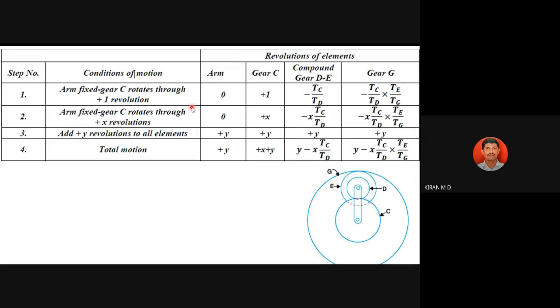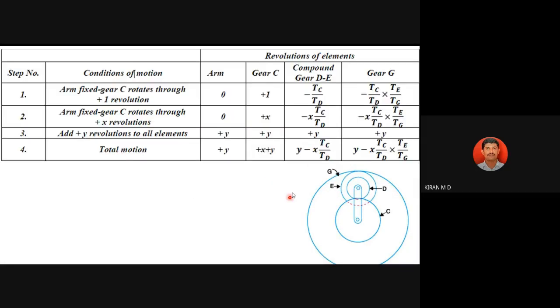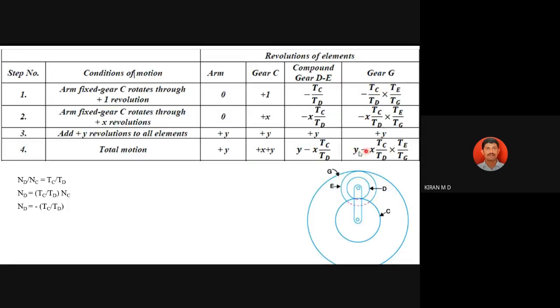This internal gear is to be fixed actually, so we are going to assume the internal gear is fixed. So what will happen? The speed of gear G, Y minus X into TC by TD into TE by TG, is equal to 0.